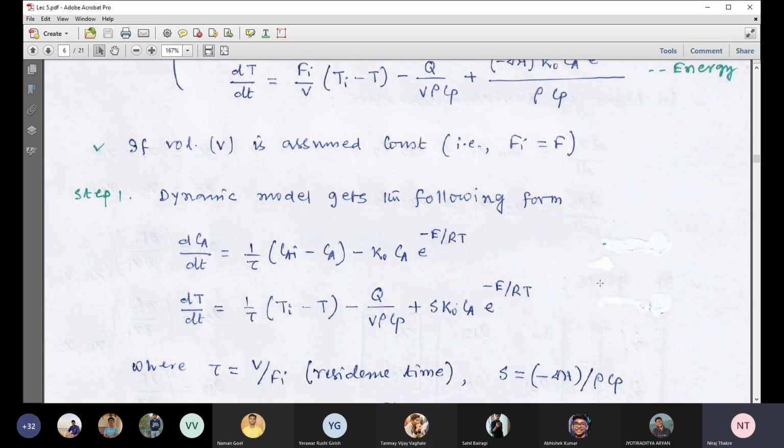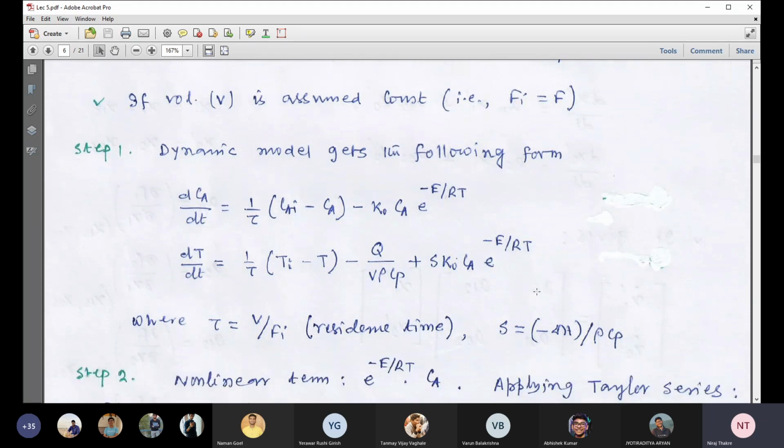Sir, CA into e power minus E by RT, because both of them are in the term. Yeah, correct. This is a multi-input, multi-output example. Under that we are considering this CSTR example. So naturally we can expect there are more than one nonlinear term. So these are the two nonlinear terms: CA into exponential of minus E by RT.